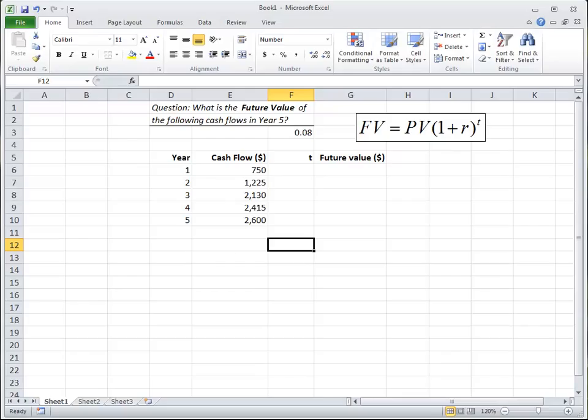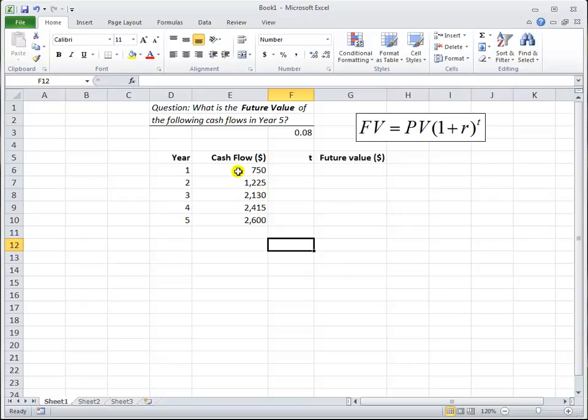And here is our problem. Cash flows of different amounts come to us in years 1, 2, 3, 4, and 5. And our question is, what is the future value of the following stream of cash flows in year 5? The rate of interest is given to us as 8%.